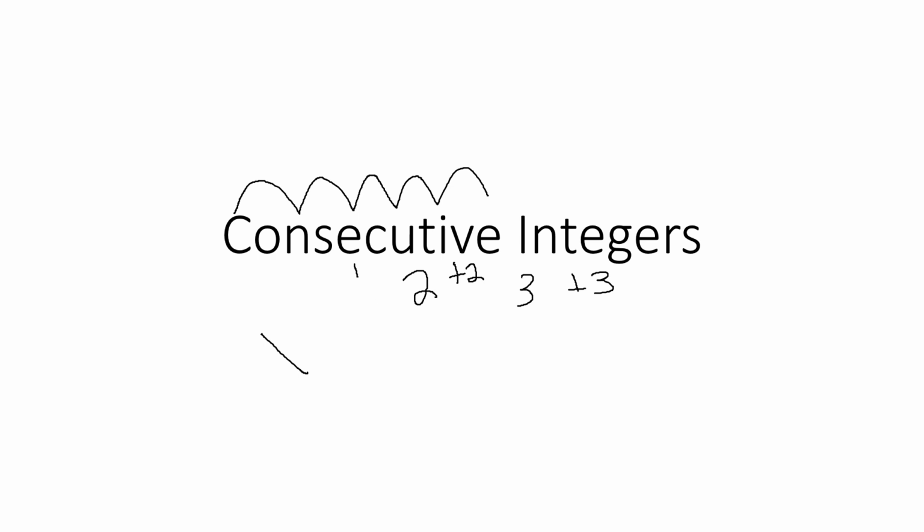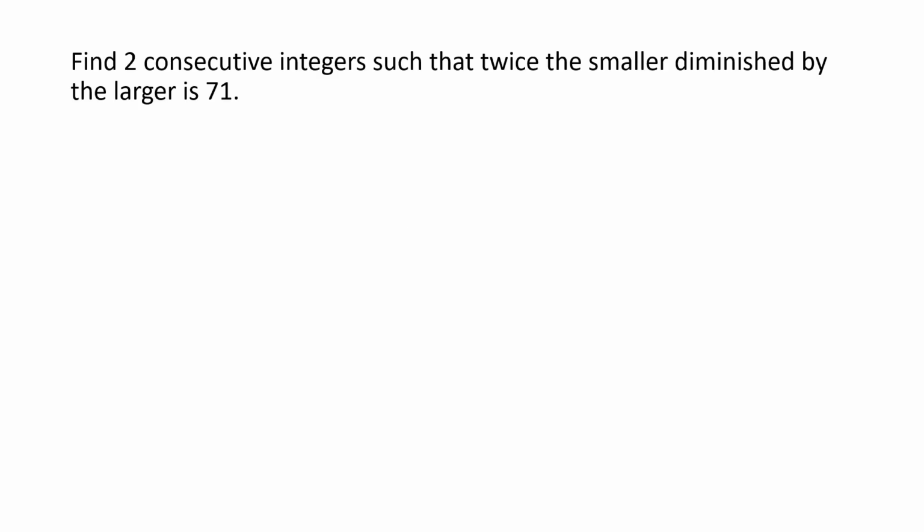So consecutive integers, your first number is always going to be x. And then to get to our next consecutive integer, we're going to add 1, then we're going to add 2, then we're going to add 3. So let's jump into one of these so you can see how to use this information and exactly what it means. So here is how these are going to look. Find 2 consecutive integers such that twice the smaller diminished by the larger is 71.